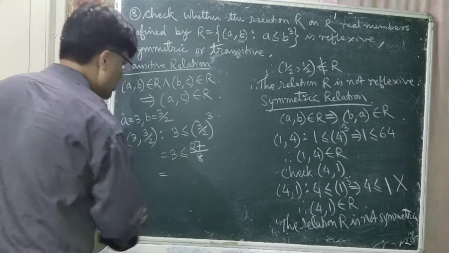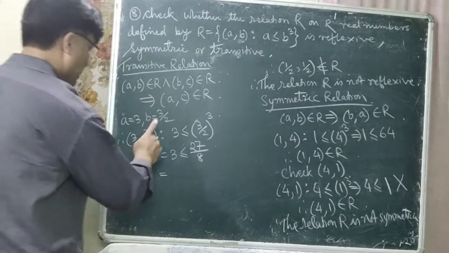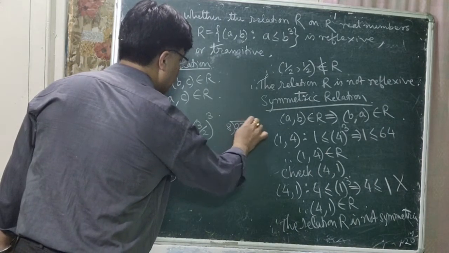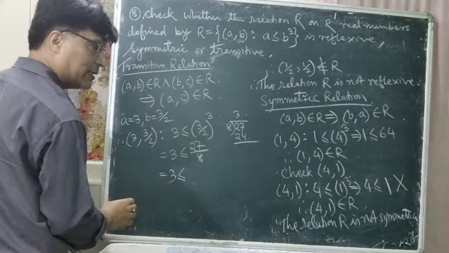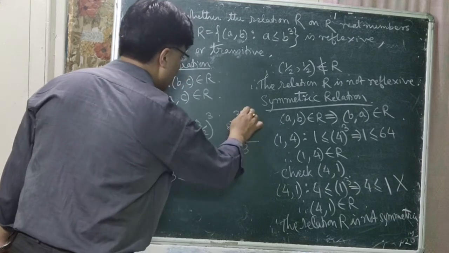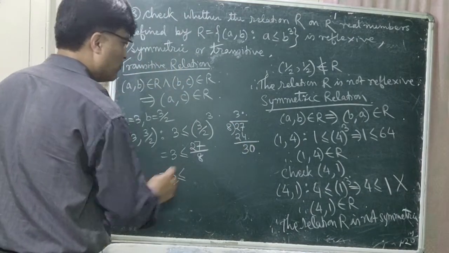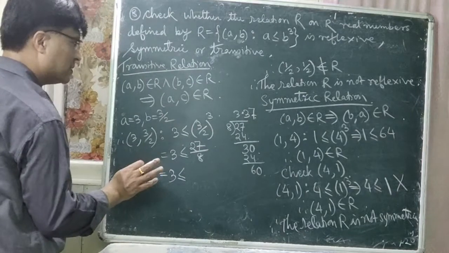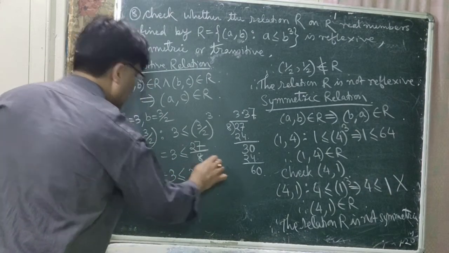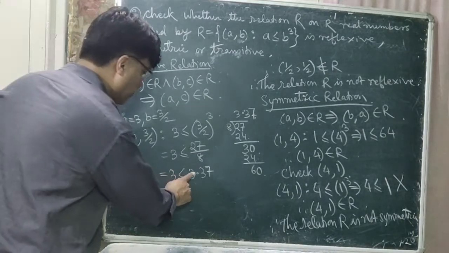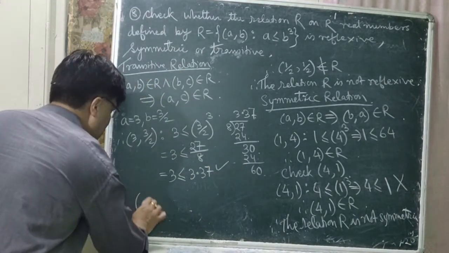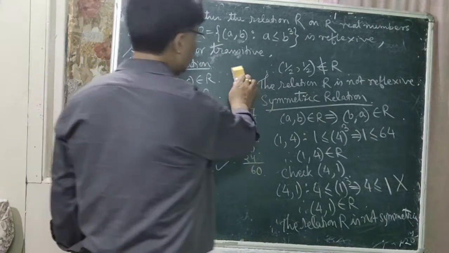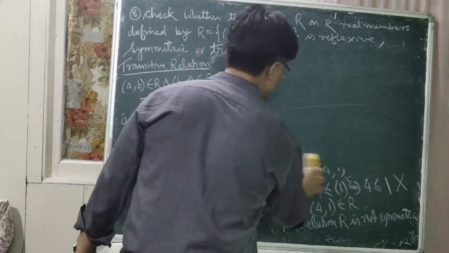Next one is 3 less than or equal to 27 by 8. Dividing 27 by 8, 8 3s are 24, so 27 minus 24 is 3, then 8 3s are 24 again, and 8 7s are 56, like that. So approximately it is 3.37. Let us write it, 3.37. Obviously, this 3.37 is greater than 3, right? That means 3 comma 3 by 2 belongs to the relation R. Is that clear? I think you have understood it.